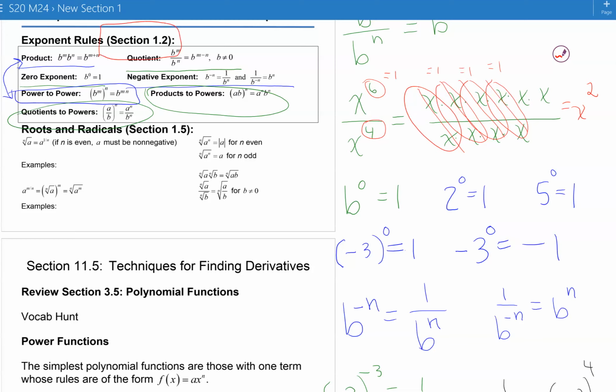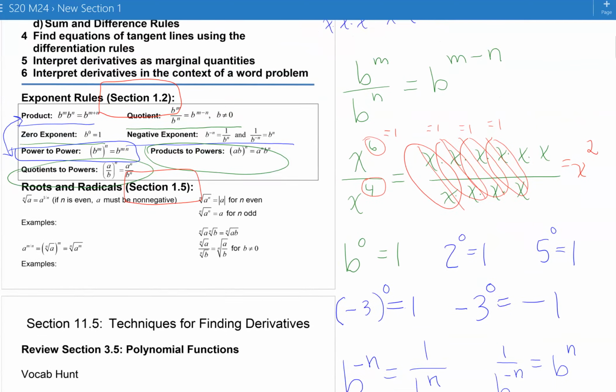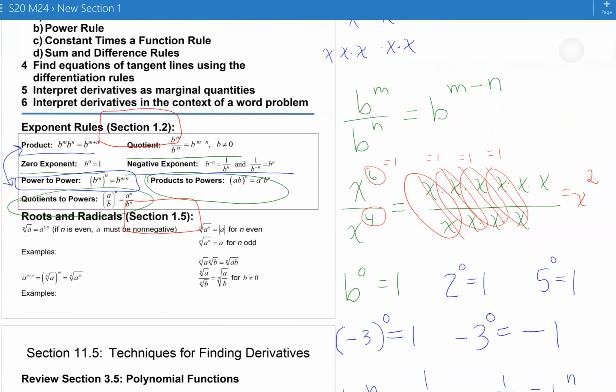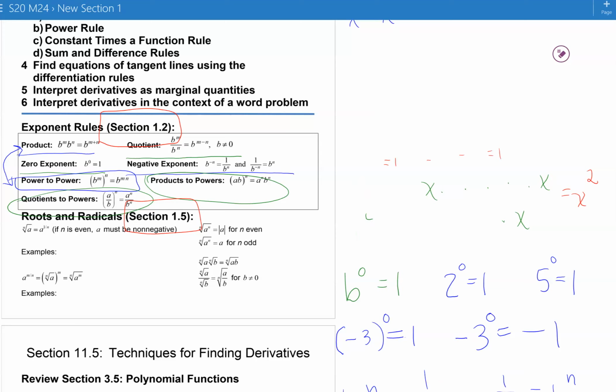So if you need any review on exponents, make sure and go to 1.2, and remember you have the answers to all the odd problems, and it would be well worth your time to spend half an hour reviewing exponent rules and practicing and becoming super proficient at them again. So then we have roots and radicals, and this is in section 1.5. Again, another section you should really practice on and make sure you're really fluent with these. So I'm going to erase a little space here so we can do the roots and radicals.